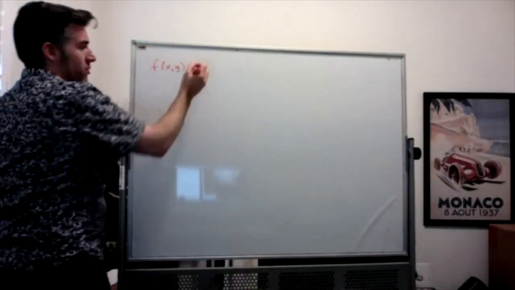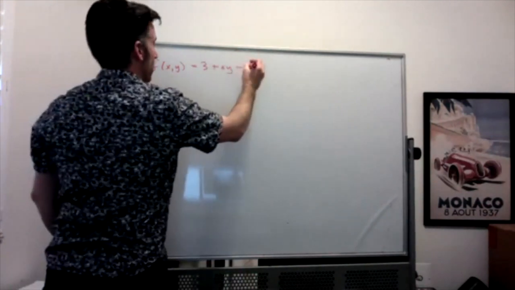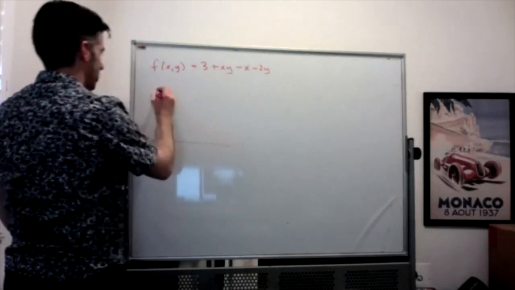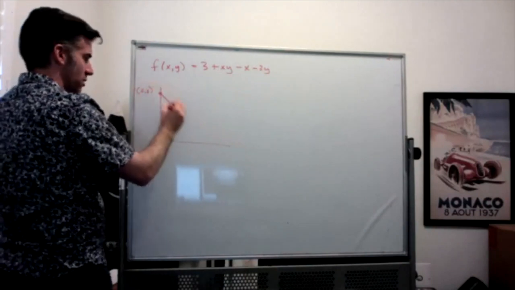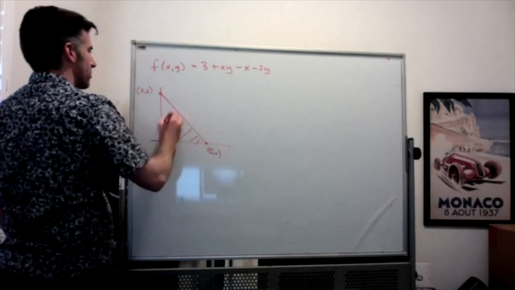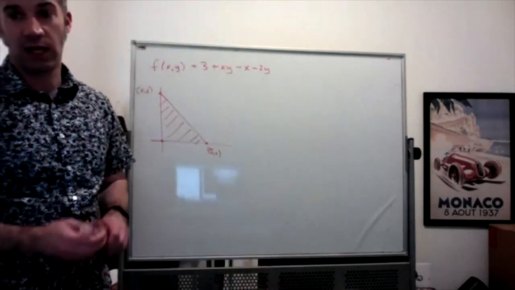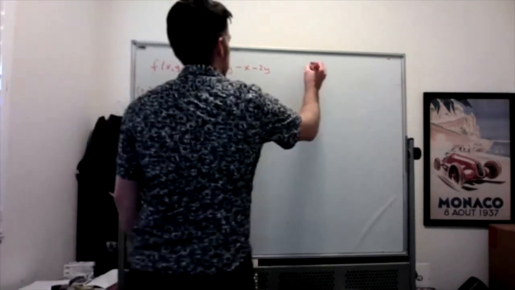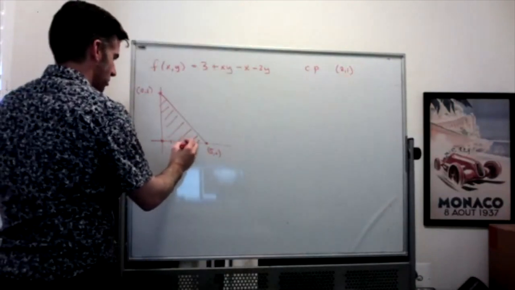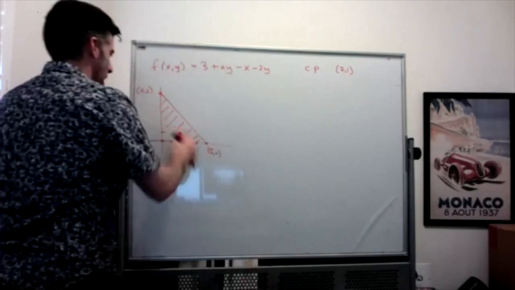F of x, y equal to 3 plus xy minus x minus 2y on this triangle, the triangle with corners at 0, 5 and 5, 0 and 0, 0. Okay, specifically, we could find the critical values. I will tell you the critical point is the point 2, 1. So right here, there's your critical point in the region. And then you're going to test the corners.